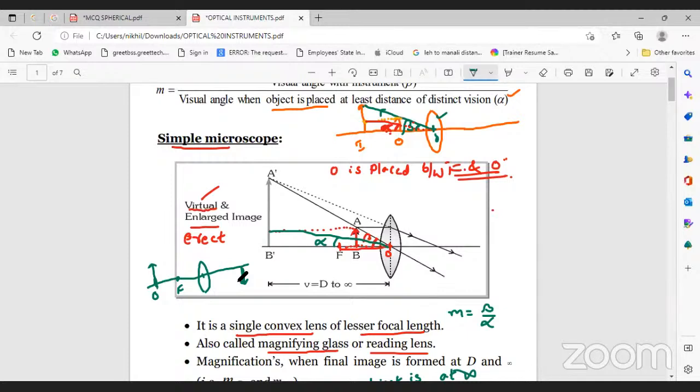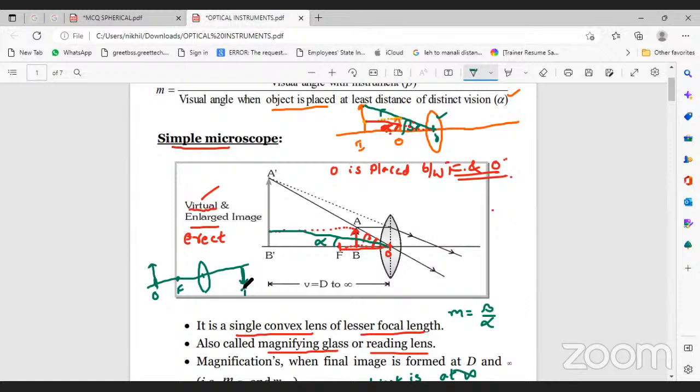You got my point? Yes, sir. But in this case, the image is not an erect one. It is enlarged and it is an inverted one, right? It is not erect. It is an inverted one.